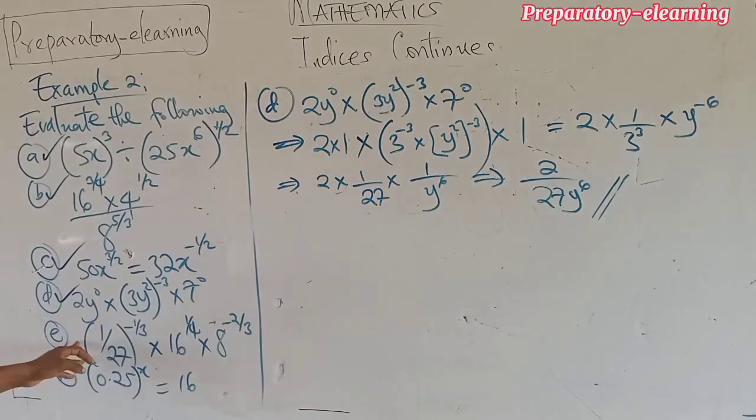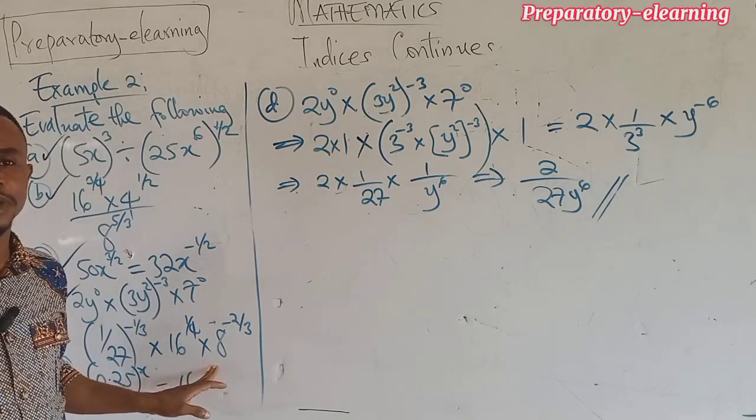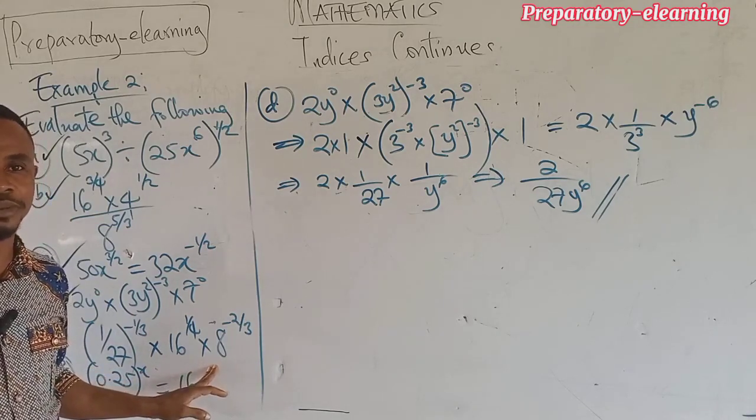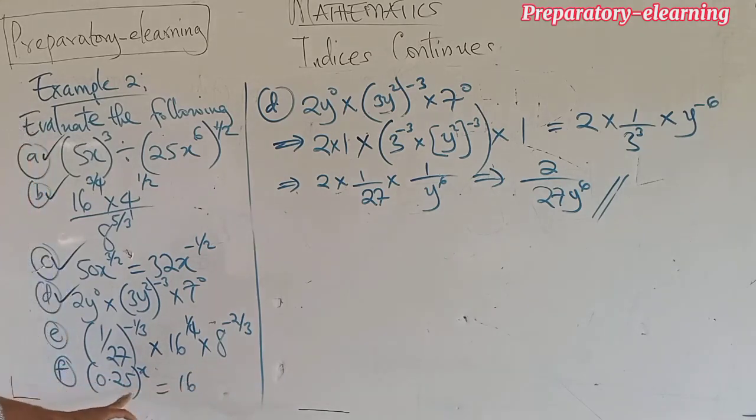Now, the next one is our E. Let me leave this for you to solve. Solve it on your own. It is simple. Just try it alone. You will have it. I'll solve just this one. I'll solve the last one here, which is F.